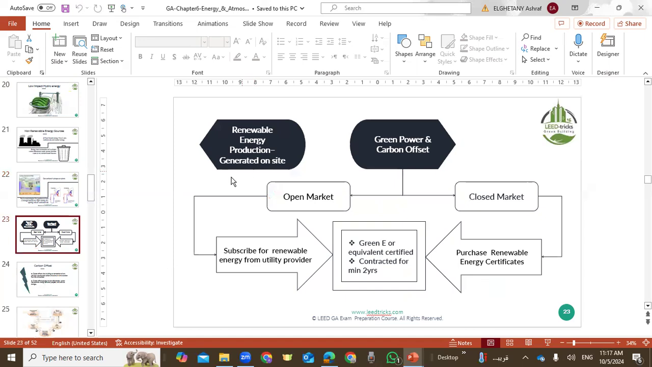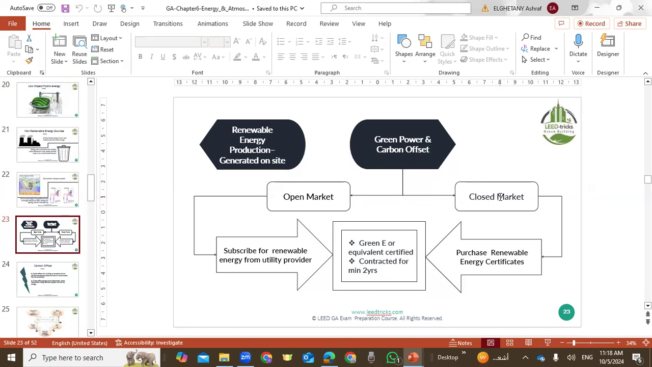Cool. So we finish renewable energy production, and we move to green power and carbon offset, which you can buy in the open market. It's available, and you subscribe with a utility provider, let's say SEC, Saudi Electric Company, which will provide it to you. But the condition is that it should be Green-e or equivalent certified, so you need to ask them. You make a contract with them for 2 years. In the real case it is more than 2 years, but here they say only 2 years because they have many options in the USA.